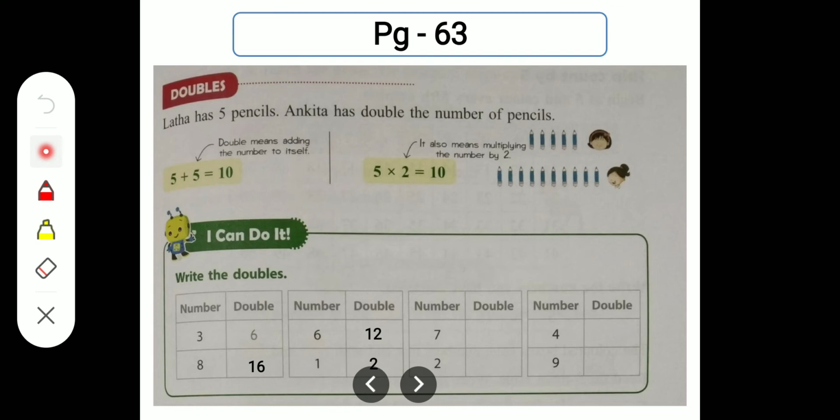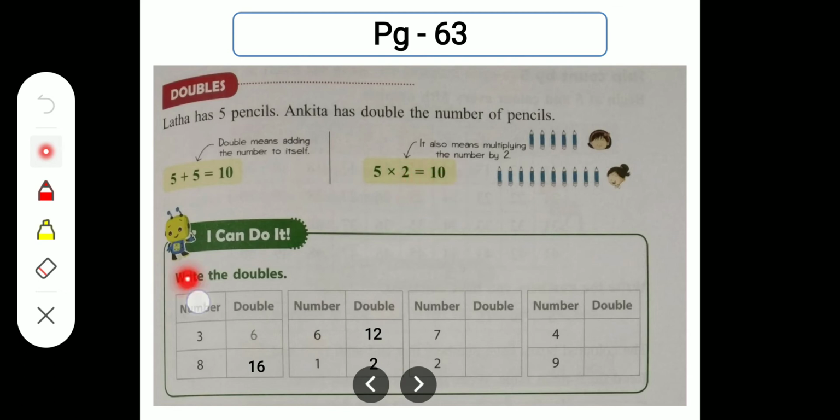And what is the multiplication fact? 5 into 2. So, children, doubles means 2. Always understand and remember that doubles means 2. So, it also means multiplying the number by 2. So, 5 into 2 is equal to 10.